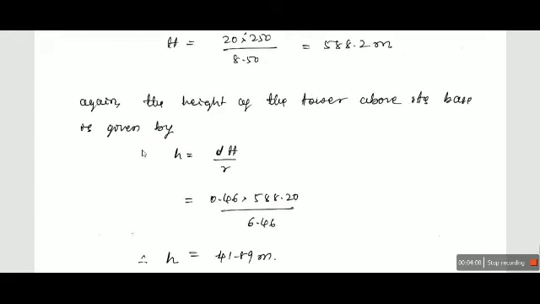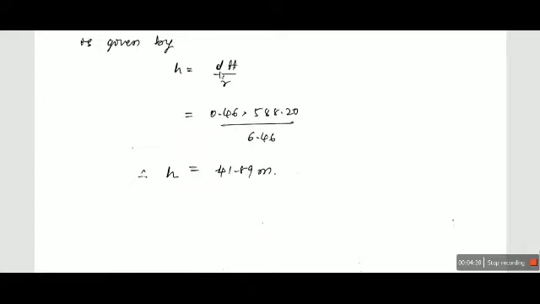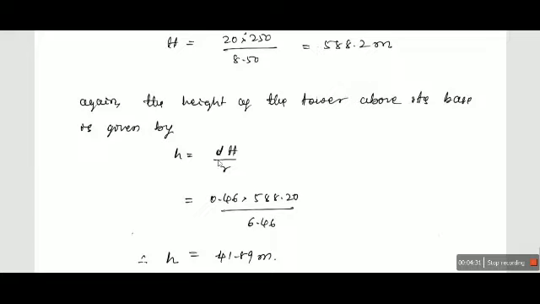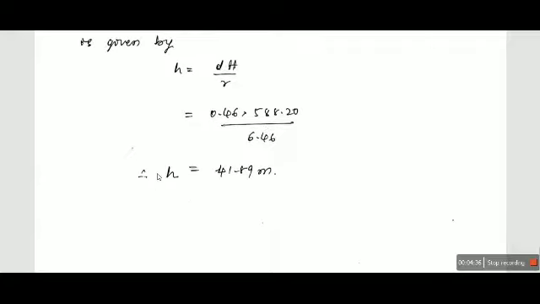Next we have to find out small h. Our formula is d equal to h r divided by capital H. Here we are finding small h, so the formula will be h equal to d into capital H divided by small r. Put in the respective values: d is 0.46, the height of the tower printed on the photograph; capital H is what you just calculated; r is given in the problem as 6.46. Simplify this and we get the height of the tower, h equal to 41.89 meters.